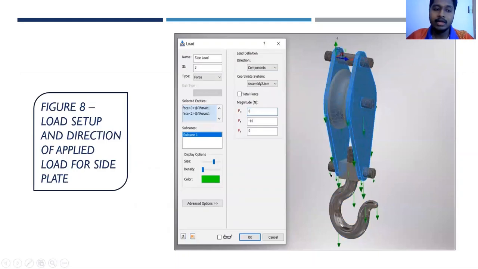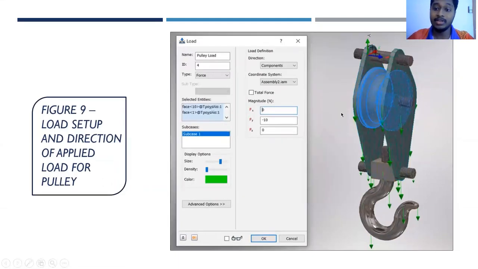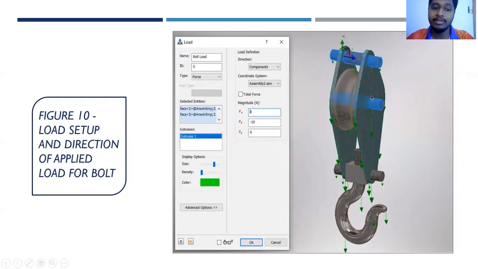And figure 8 shows the load setup and direction of applied load for the side plates. Figure 9 shows the load setup and direction of applied load for the pulley. And figure 10 shows the load setup and direction of applied load for the bolts.